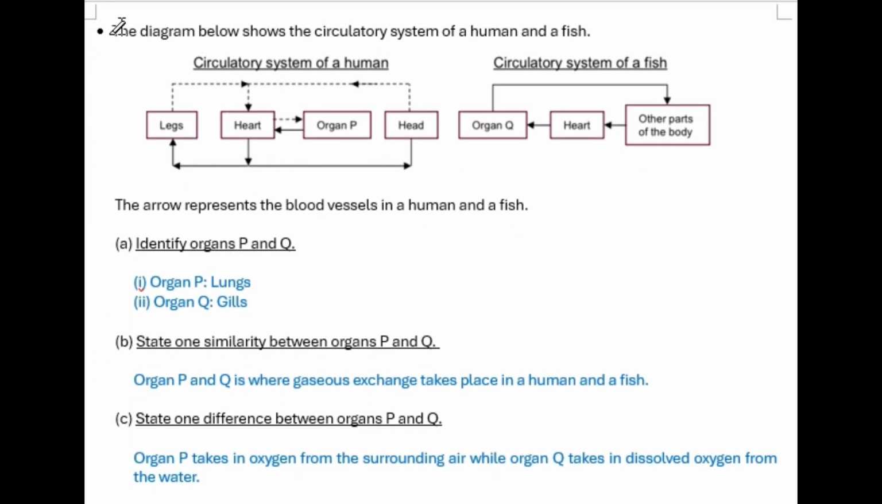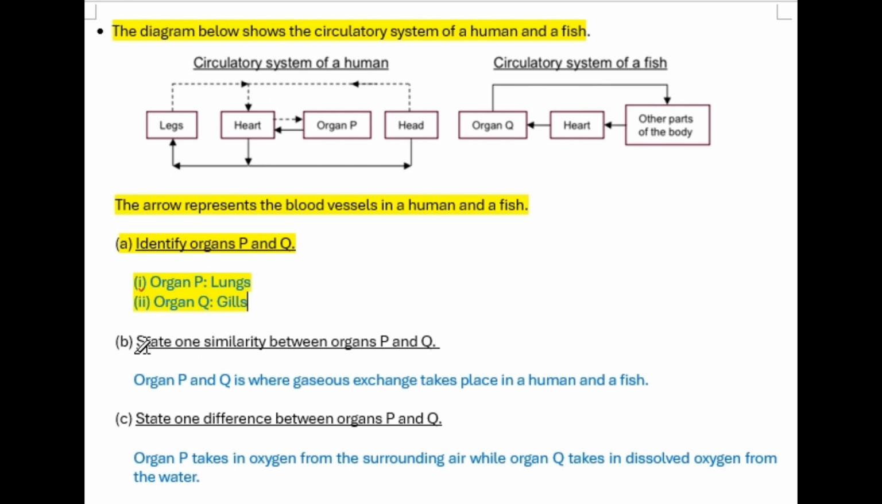The diagram below shows the circulatory system of a human and a fish. The arrow represents the blood vessels in a human and a fish. Identify organs P and Q. 1. Organ P, lungs. 2. Organ Q, gills.